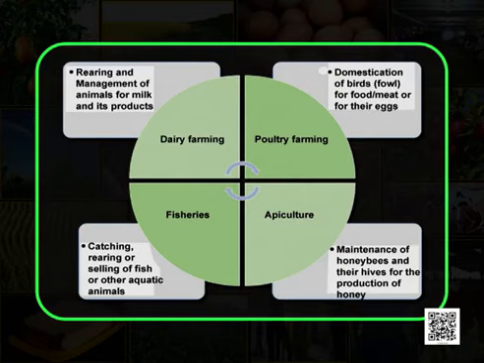As I said, animal husbandry is the care and breeding of animals, particularly livestock. So, here I am going to include dairy farming, which is rearing and management of animals for milk and its products, poultry farming, which is domestication of birds for food or meat or for their eggs, apiculture, maintenance of honeybees and their hives for the production of honey, fisheries, catching, rearing or selling of fish or other aquatic animals. Now, let me discuss each one of the animal husbandry practices one by one.